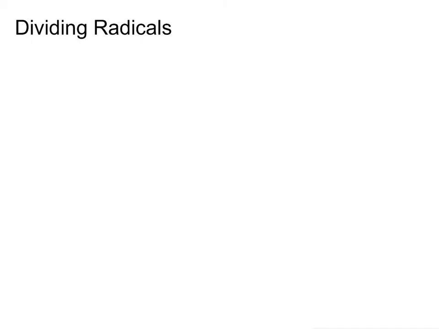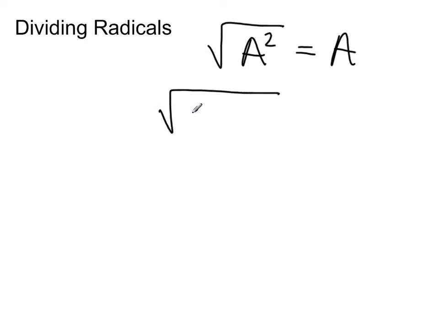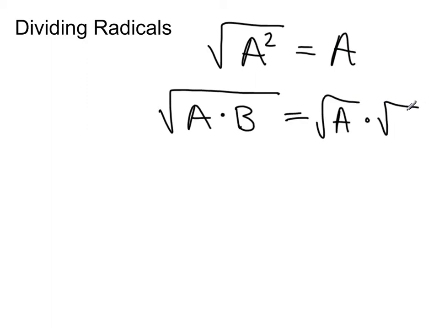Hello again. In this lecture, we're going to learn about dividing radicals. And just to remind ourselves of a couple of formulas that are already or should be known, when we have the square root of anything squared, we are left with that anything. And for multiplying radicals, if underneath the radical we have a times b, we can break that up to the square root of a times the square root of b.